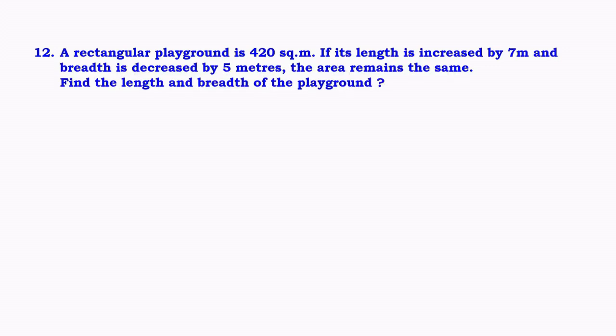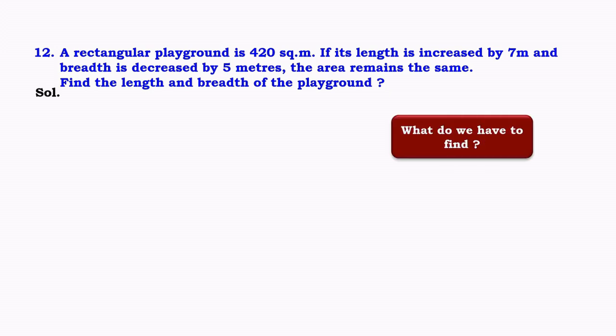Let us read the question carefully. A rectangular playground has an area of 420 square meters. If its length is increased by 7 meters and its breadth is decreased by 5 meters, the area remains unchanged. We have to find the original length and breadth of the playground. Let us solve this step by step.